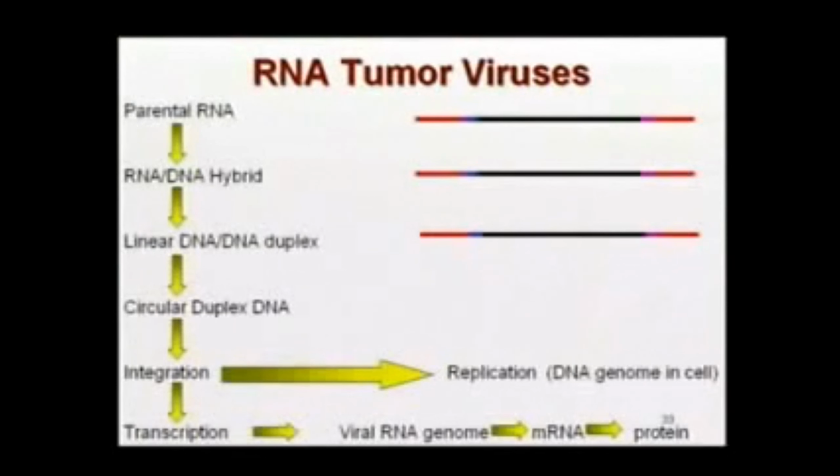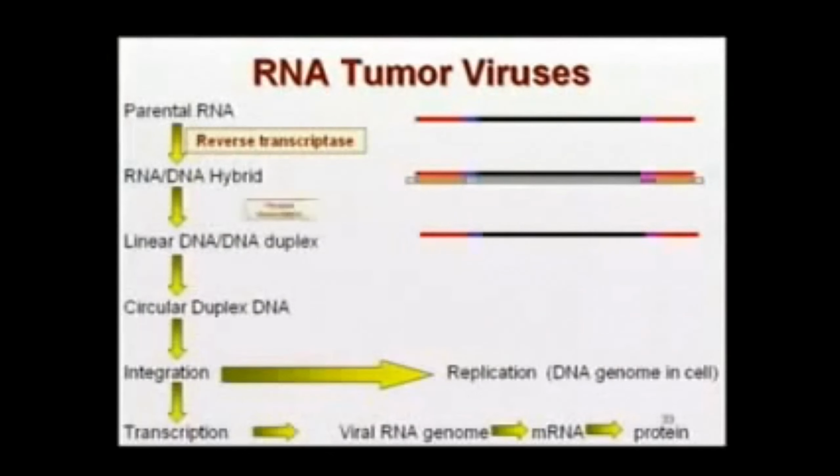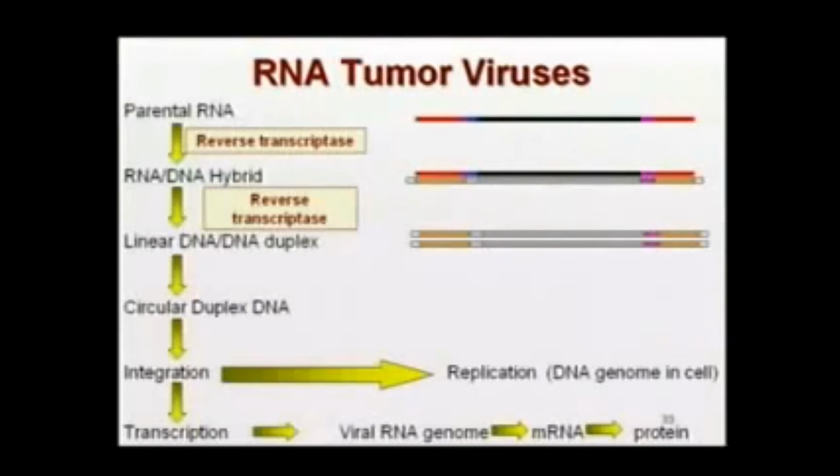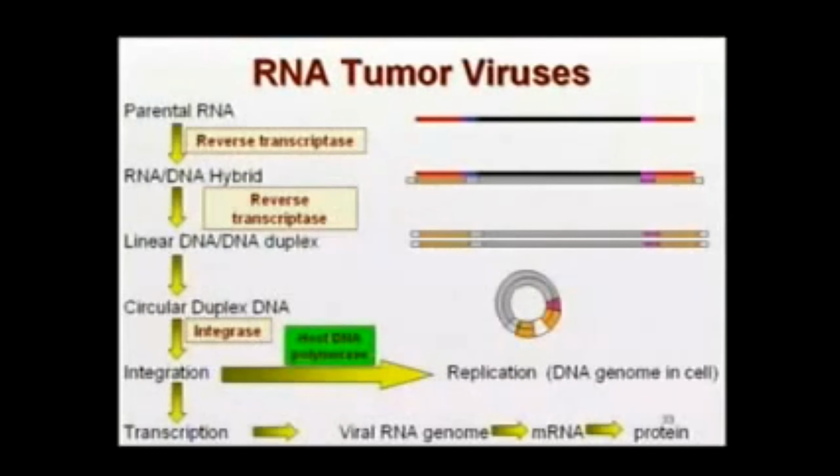So here's the parental RNA in the virus. Reverse transcriptase comes along and forms a hybrid. That ribonuclease H activity of reverse transcriptase now gets rid of the RNA here, and you get reverse transcriptase now acting as a DNA-dependent DNA polymerase, forming a double-stranded DNA. That circularizes. The virus-encoded integrase inserts it into the chromosome. The host DNA polymerase copies that as the cell chromosomes are copied.